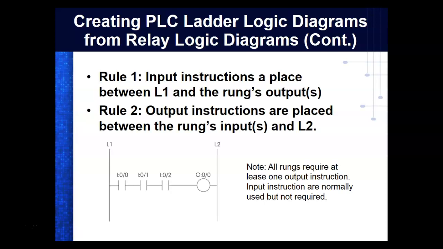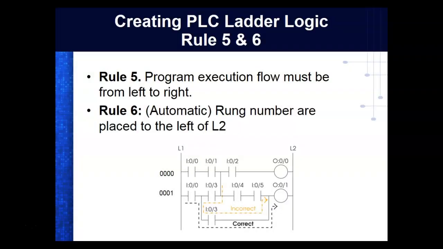Rules to create relay logic. This is your book. Input instructions are placed between L1 and the rung output. Output instructions are placed between the rung's input and L2. I don't even know if we're going to go through all of these. This is what they're talking about, flow backwards. So right now, we're running this way. And this contact, I take the path back and go off. I take L1, that's not good. So this way, this contact has multiple paths. That's not so good.